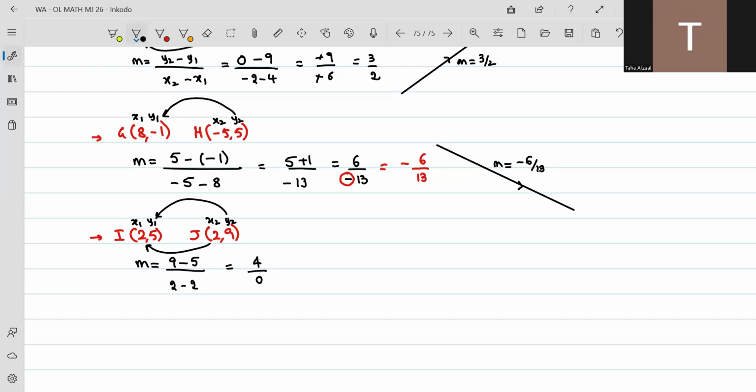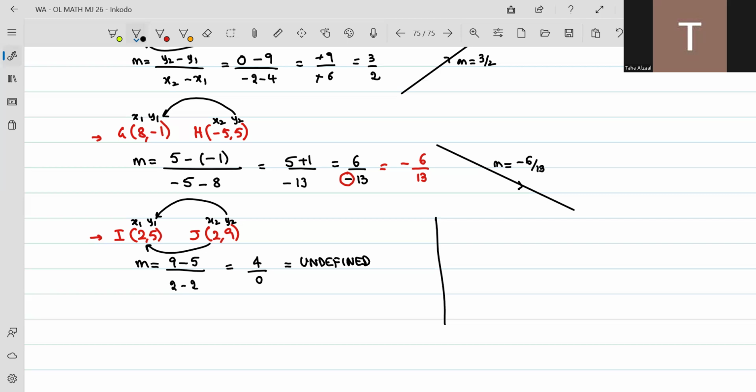Can you divide 4 by 0? No, sir. No, you cannot. So the gradient is undefined. Understood? Now, whenever you have a 4 over 0 or a 3 over 0, we say that there is no change in x. Yes or no?